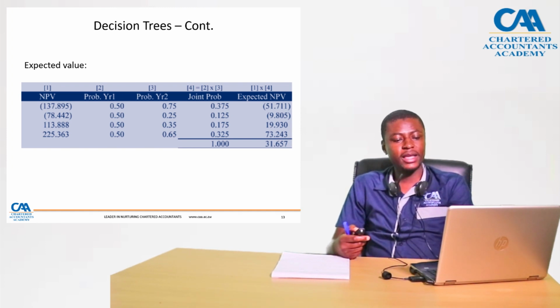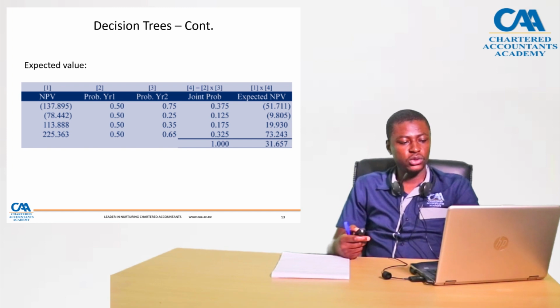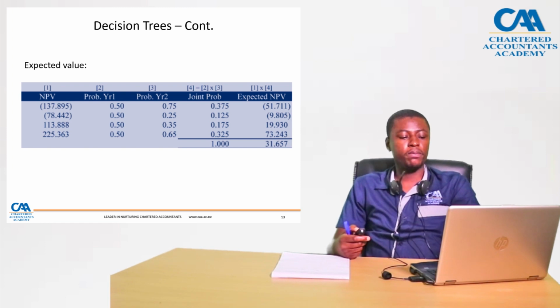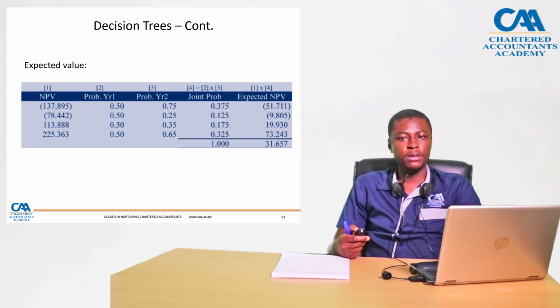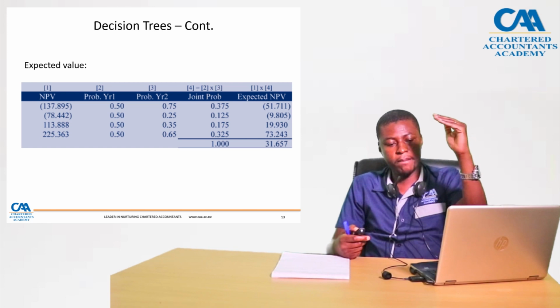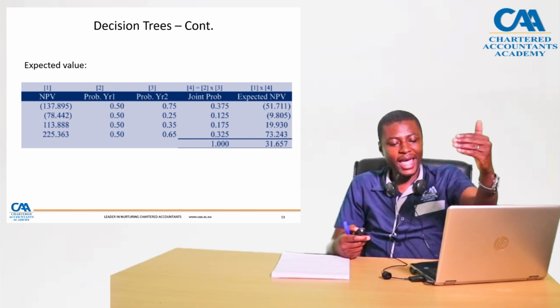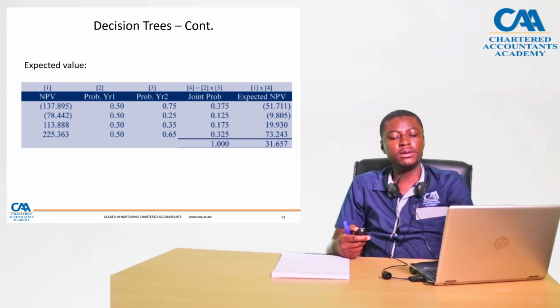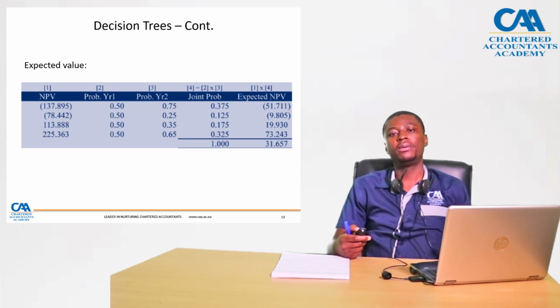Now, how do we calculate the expected NPV? I say probability A1 times probability A2 to get the joint probability, multiplied by the NPV for that decision tree path. Then when we add all the expected NPVs, we get the overall NPV for this project, which is 31,000, a positive NPV.